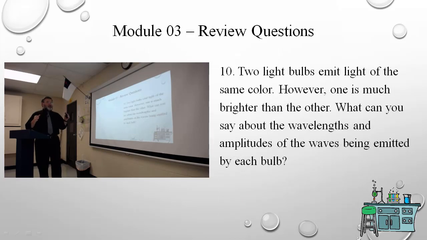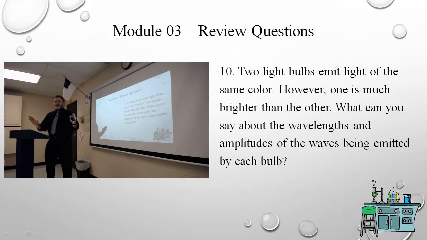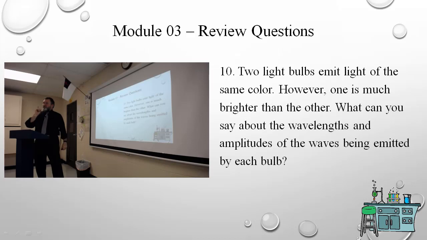Two light bulbs emit light of the same color. Stop right there. Same color. What do we know about those two waves? If they're the same color, they're the same wavelength. Another way of saying that is they're also the same frequency. Okay? So knowing that they're the same color, meaning they have the same wavelength, meaning they have the same frequency, one of them is brighter than the other. What can you say about the wavelengths and amplitudes of the waves being emitted by each? We've already said they're the same wavelength, they're the same frequency, because they're the same color. But the second part says, what can we say about the amplitudes?